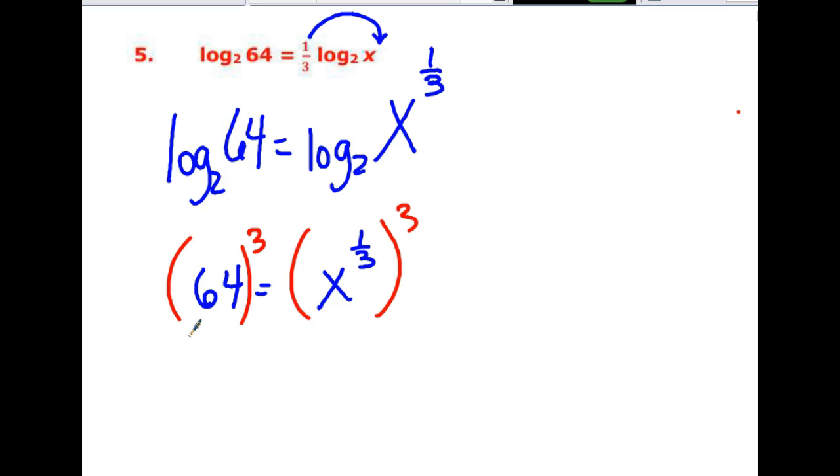Because a power raised to a power, those multiply together, those cancel out. 64 raised to the 3rd power is a very large number: 262,144. Because 64 times 64 times 64 is going to make a very large number. Questions?